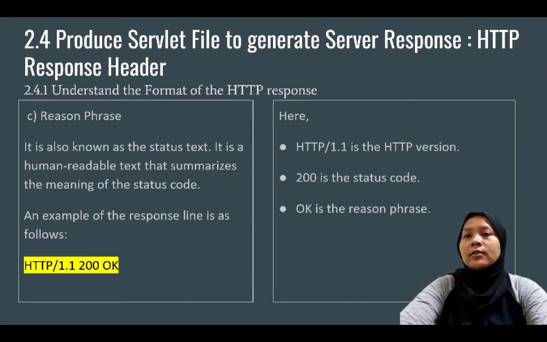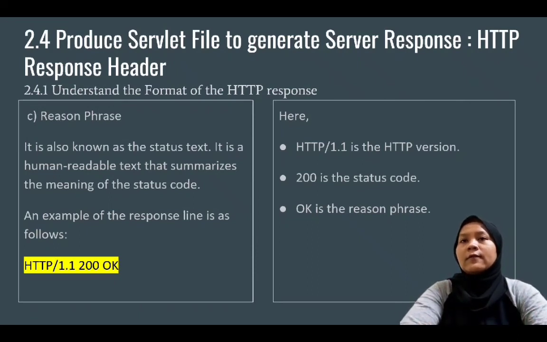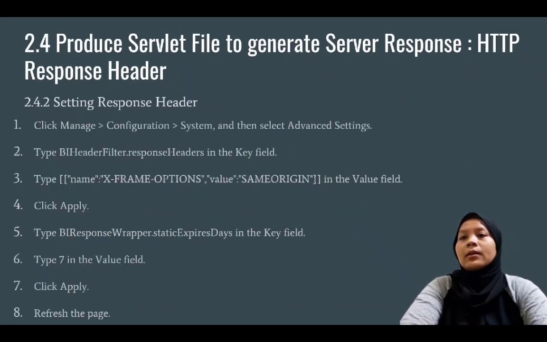The reason phrase in the HTTP response, also called the status text, is a human-readable text that summarizes the meaning, for example HTTP/1.1 200 OK. So HTTP/1.1 is the HTTP version, 200 is the status code, and OK is the reason phrase.